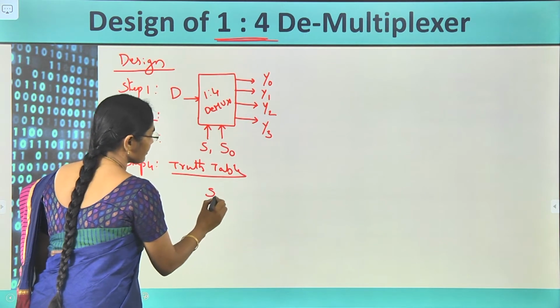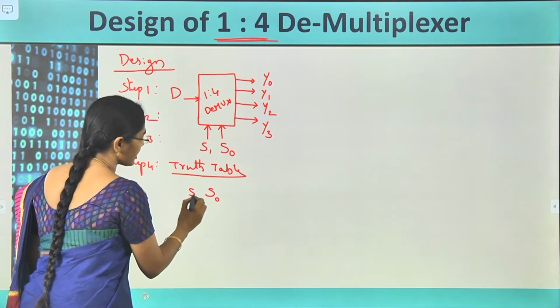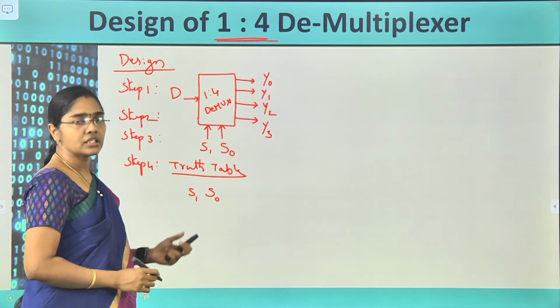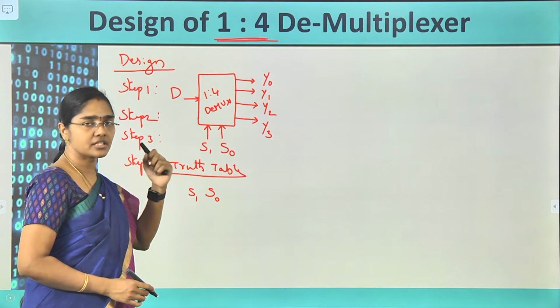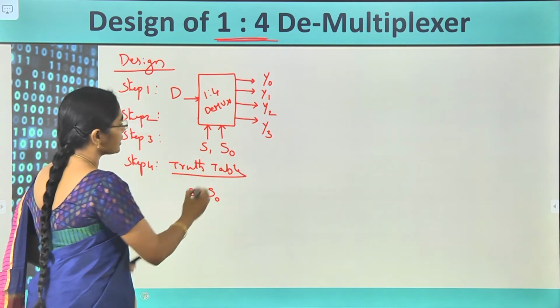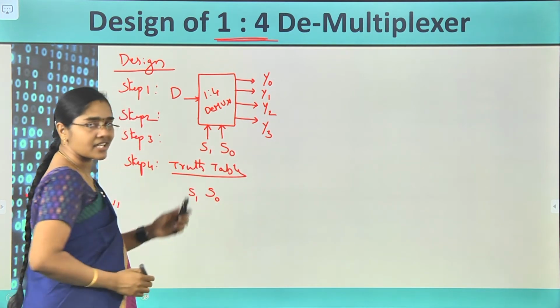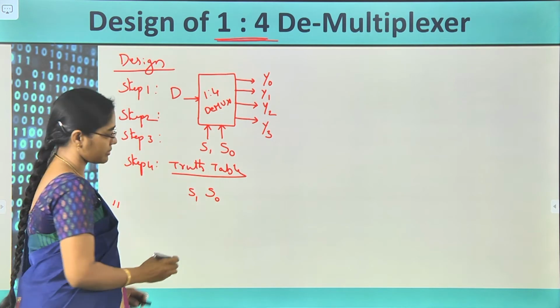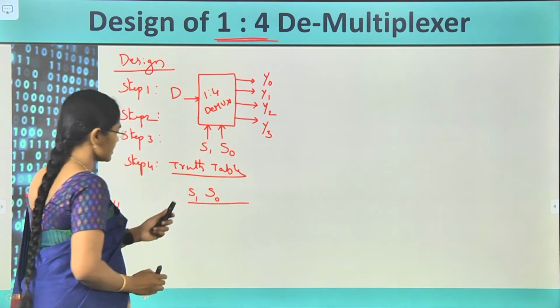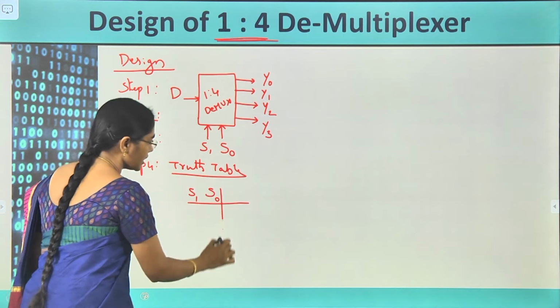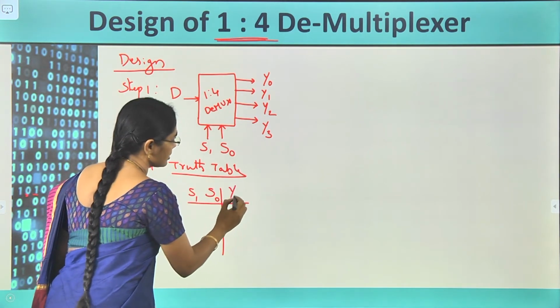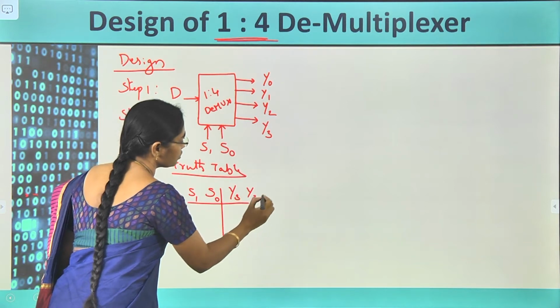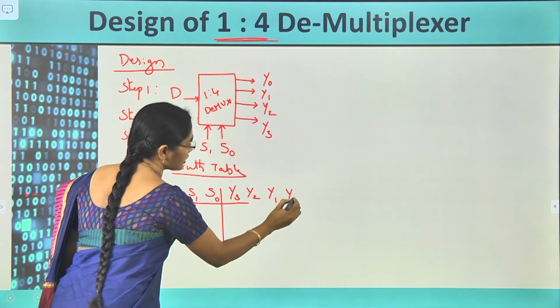Depending upon the selection values. So selection signals are S1 and S0. The MSB and LSB representation for these 2 selection signals is very important. Here I am taking S0 as LSB and S1 as MSB. So the writing order is S1 and S0, and how many outputs are there? 4 outputs, that is Y3, Y2, Y1 and Y0.